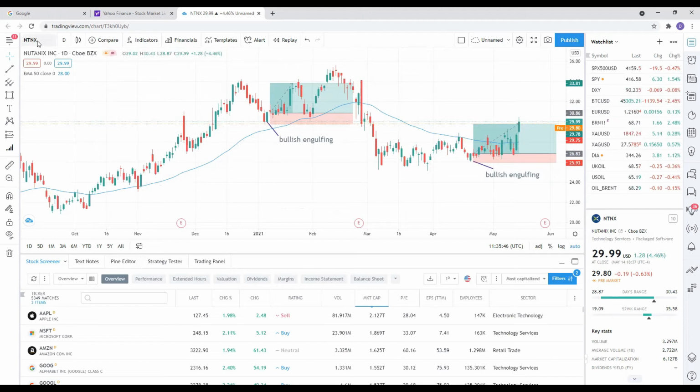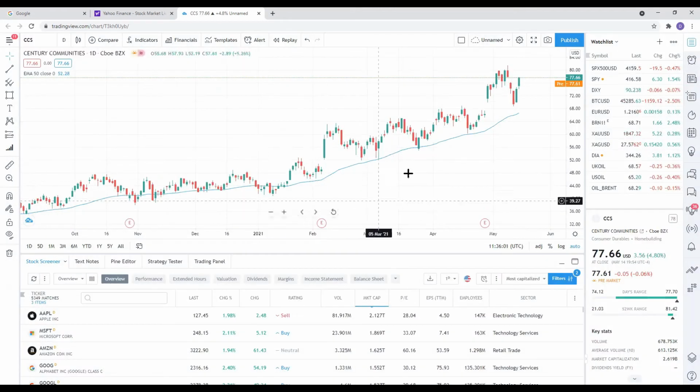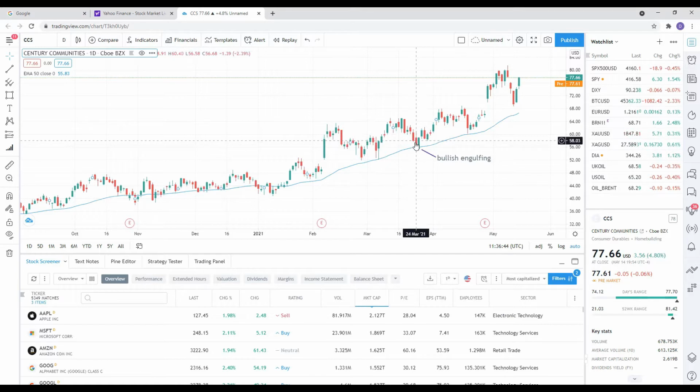Let me show you another stock here. This is a bullish engulfing occurring right here. So we see the bearish candle, we see the bullish candle. The body of the bullish candle overpowers the body of the bearish candle. We see 1, 2, 3 bearish candles, and then we see one bullish candle appearing, and the body of the bullish candle overpowers the body of the bearish candle. This is a bullish engulfing.